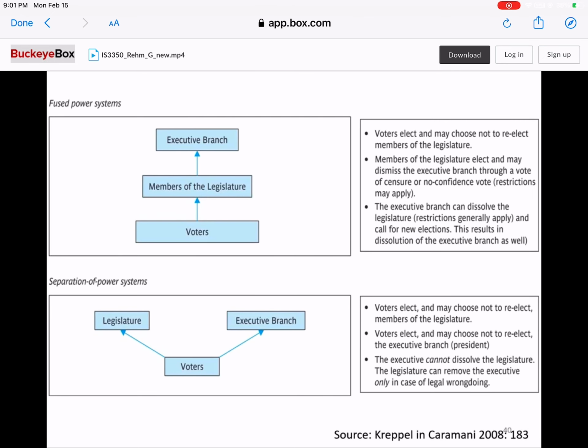I believe this particular figure really is an excellent summary of presidential systems at the bottom and parliamentary systems at the top. So the fused power systems or parliamentary systems are systems in which voters elect parliaments and parliaments elect the executive branch, and the separation of power systems or presidential systems at the bottom are systems in which voters elect the legislator in one election and the executive branch in a separate election.